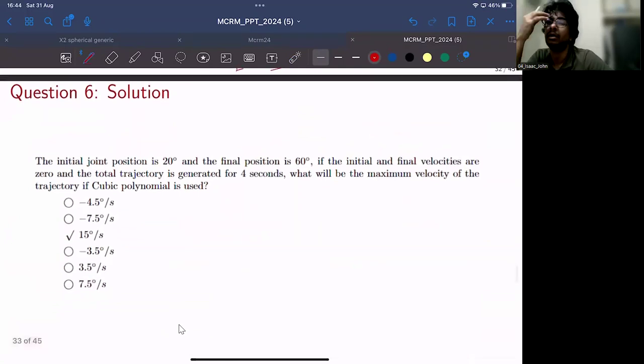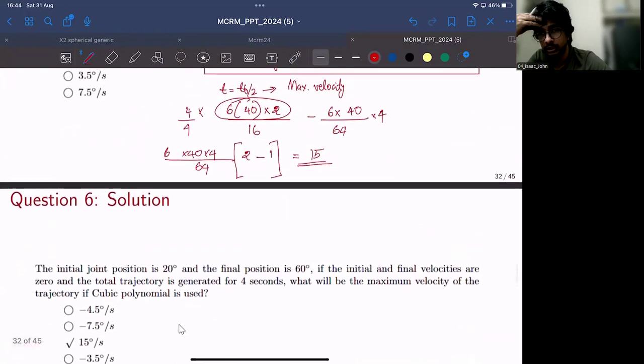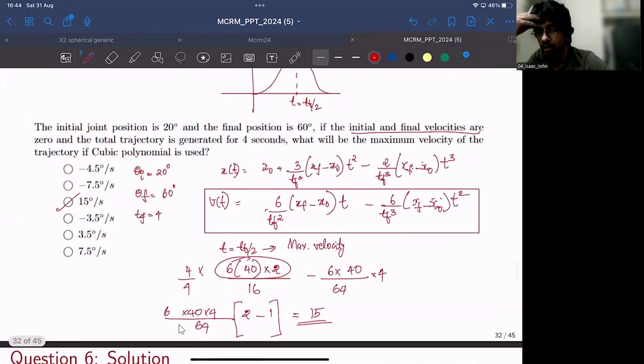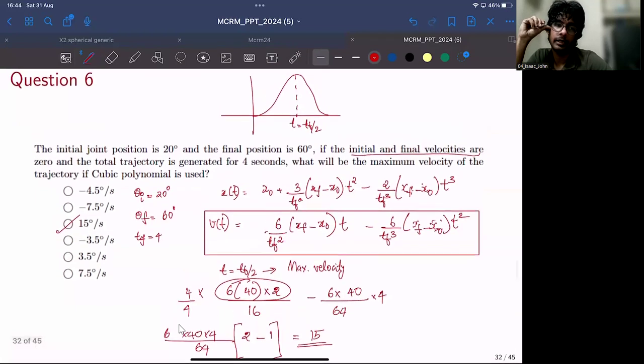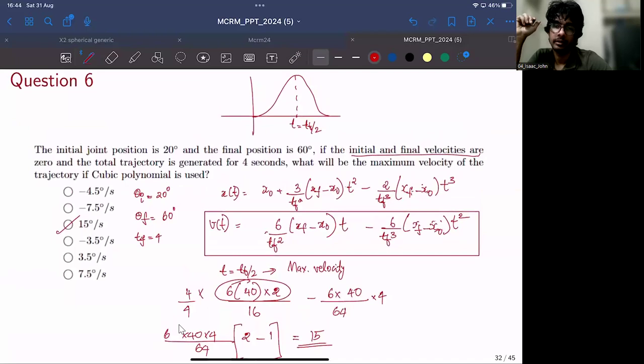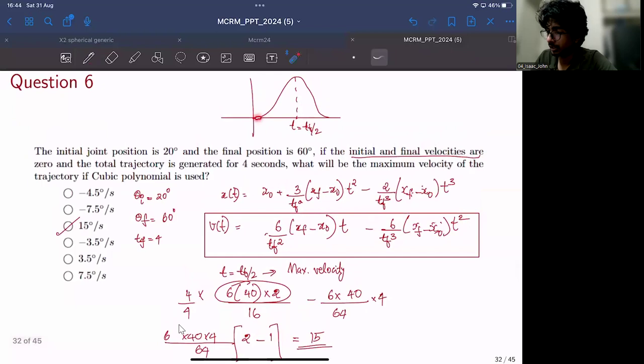More than average velocity. What do you mean by average velocity? Okay, but how do you calculate this average velocity? It's parabolic, right? You will probably have to integrate it, right? I don't know how you calculated that. 60 minus 20 divided by 4.